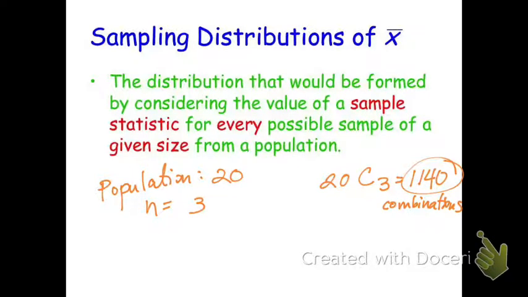That'd be like, if I had 20 of you in my class, and I'm choosing 3 of you at a time, there's 1,140 different combinations of 3 people. Does that take into account order? No, order doesn't matter. It means that there are 1,140 different ways that I could make groups of 3.